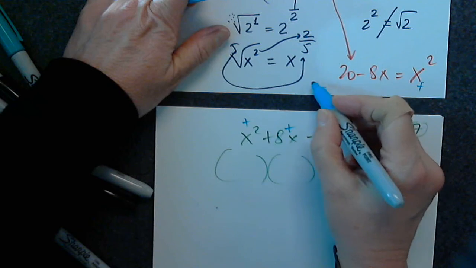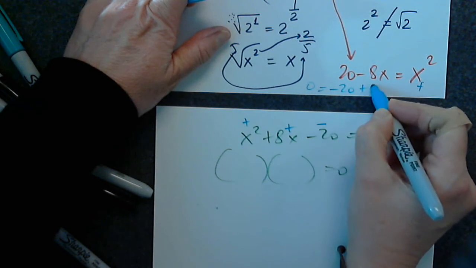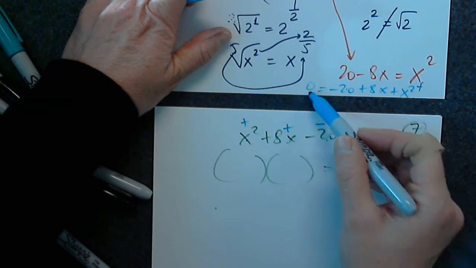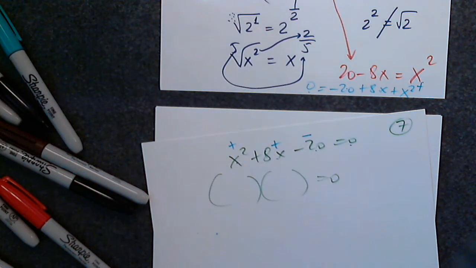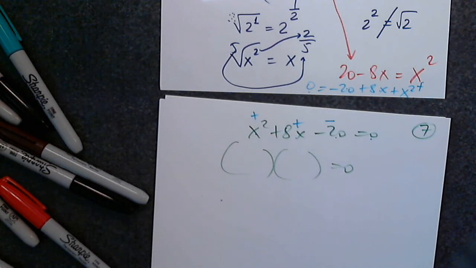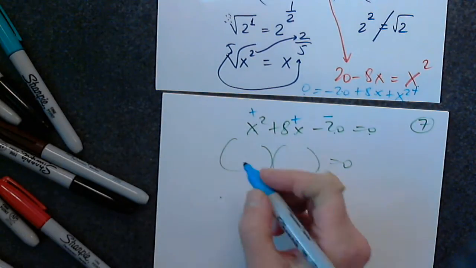So it's 0 here, negative 20 plus 8x plus x squared. x squared plus 8x minus 20 equals 0. Okay, that's what you can do. Yeah, I understand, it's just a habit. I like to have 0 on this side, but it doesn't matter. You can have 0 on the left. Not important.